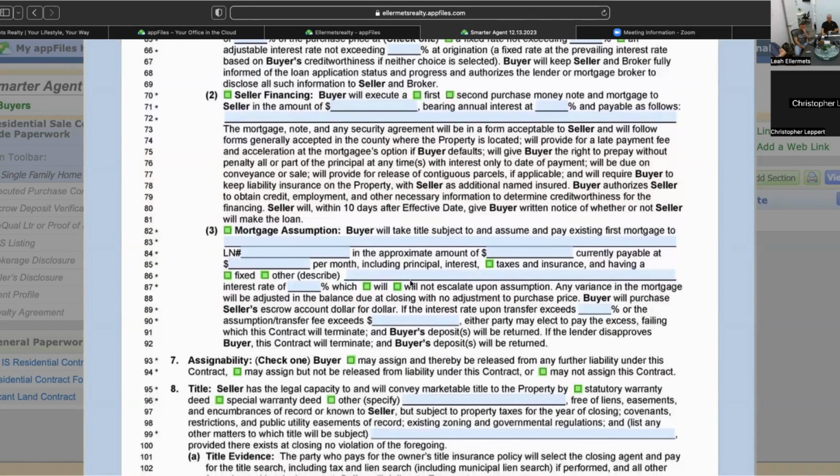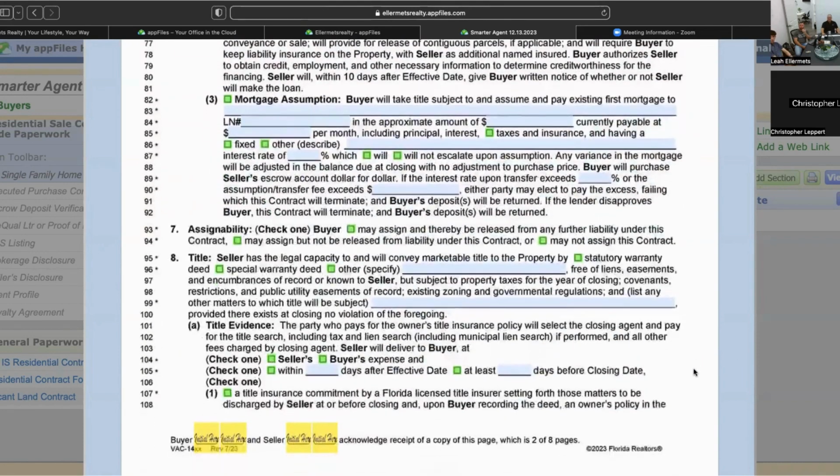Mortgage assumption. This is what Daphne and I were talking about a little bit ago. When you assume a mortgage, it's going to be the first mortgage, whatever that amount is, providing you qualify for that mortgage, and whatever the current payments are, all of those things. And then you're typically going to have a wraparound mortgage that covers the difference between the assumable mortgage portion and the purchase price. So good things to know.